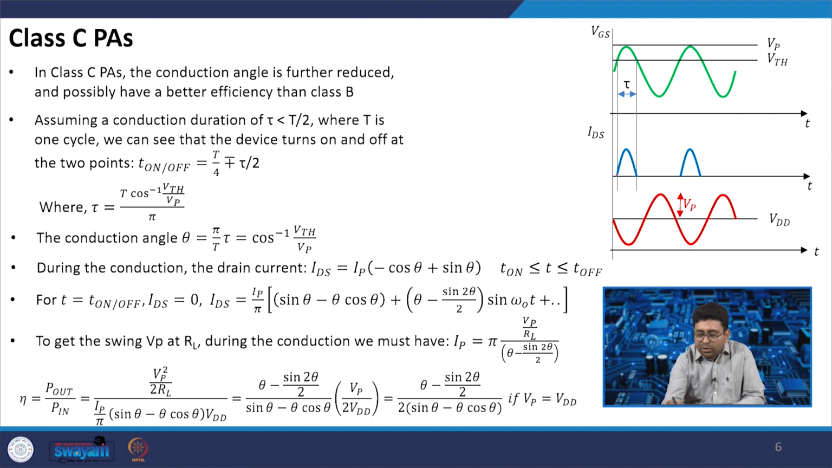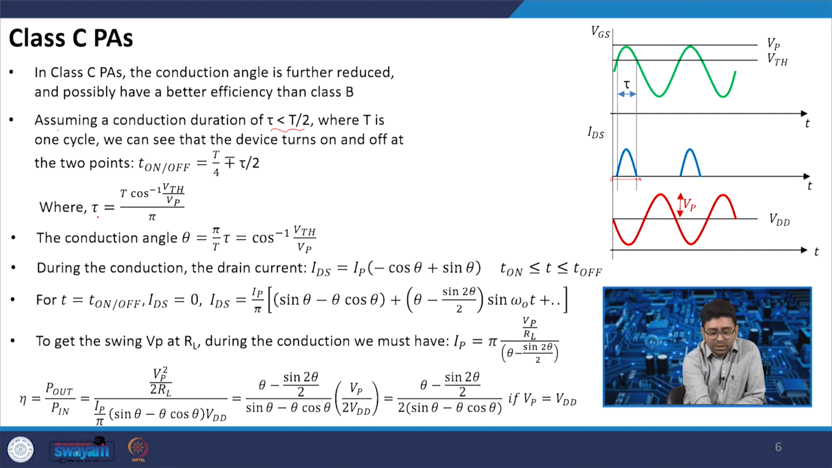So, it is conducting only for this cycle. We need to bias the transistor such that it will conduct only for a small amount of the period. Here we are assuming a conduction duration tau less than T by 2; previously it was T by 2, more than this. If T is one cycle, we can see that the device turns on and off at two points, T on/off equal to T by 4 plus or minus tau by 2.